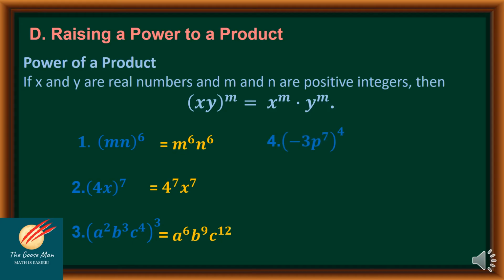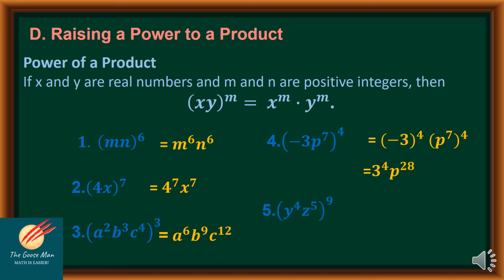Let's have another example. I have here negative 3 p to the 7 raised to 4. Take note that this is even exponent, so the negative now will become positive. So I have here negative 3 to the 4th power times p raised to 7 raised to 4. So the answer is positive 3 raised to 4. Then 7 times 4 will give us 28. So the answer is 3 raised to 4 times p raised to 28.